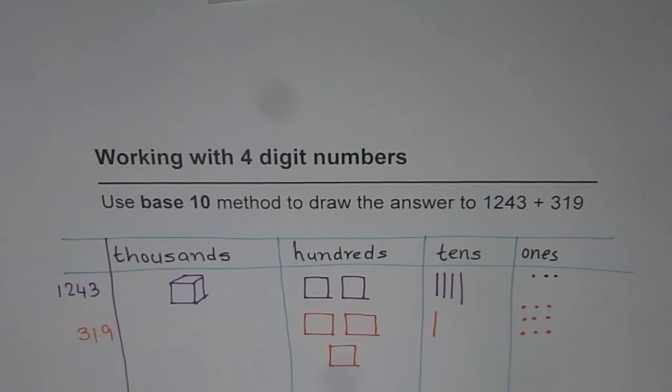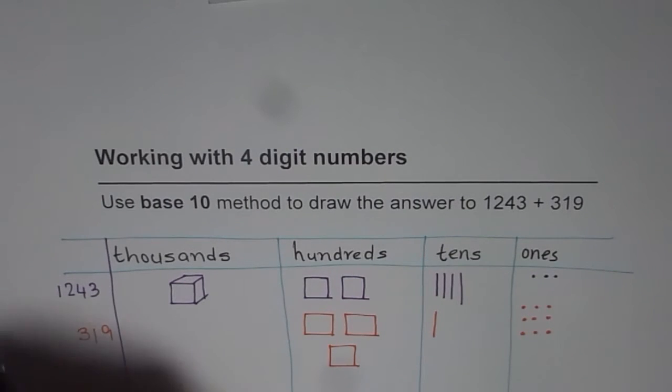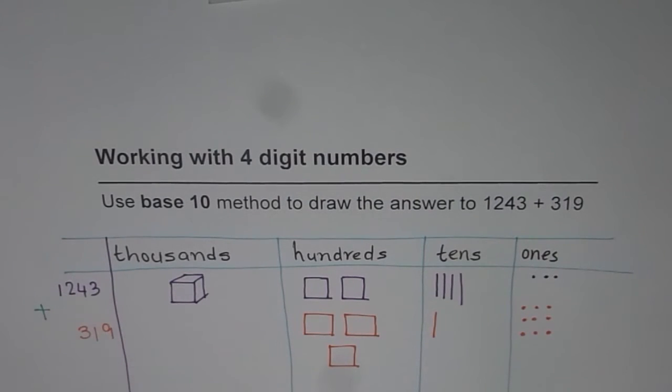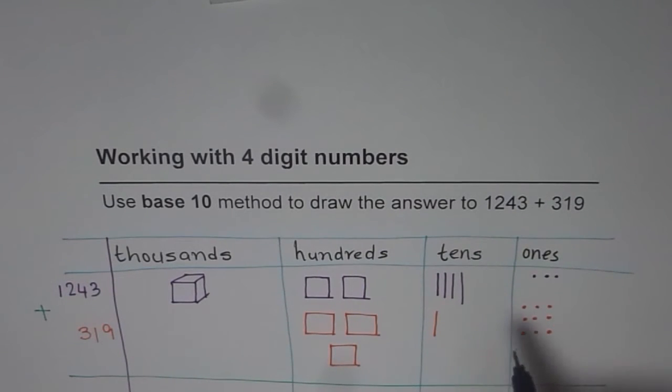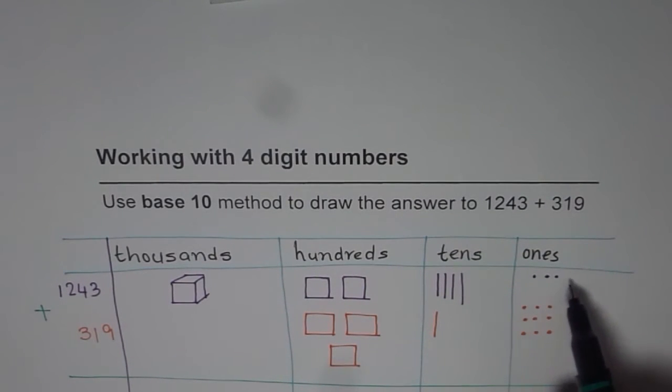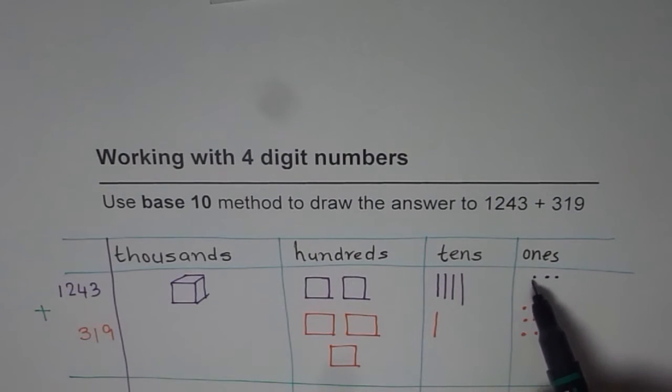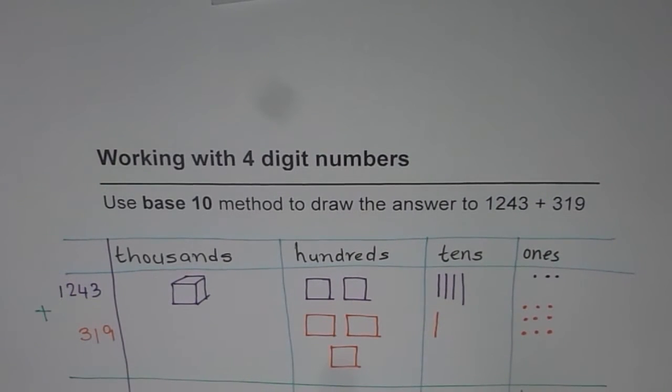Now what do we need to do? We need to add them, correct? So if you add, what do you get? That is the answer, right? So let's try to add them up. Now if you add ones, we have how many ones? 3 and 9. We have 12 ones. Let me write here 12 ones.